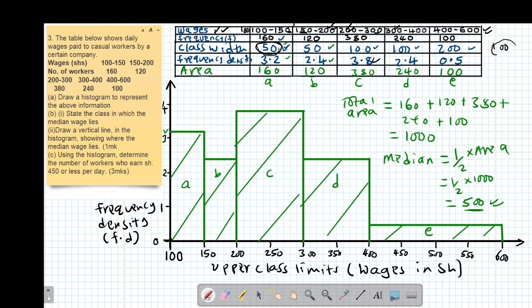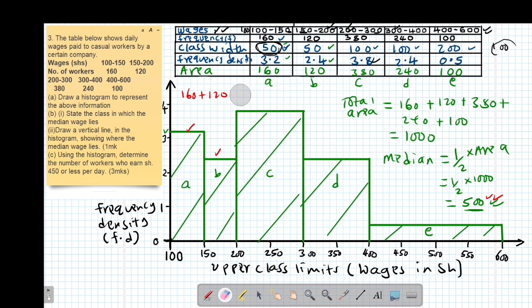We can start with the area for A, which is 160. Then I'm going to add the area for B, which is 120. So 160 plus 120 gives me 280. So I can add another one. If I add 380, it will give me 660. That is far greater than 500. So that means we are supposed to stop at this particular point here.